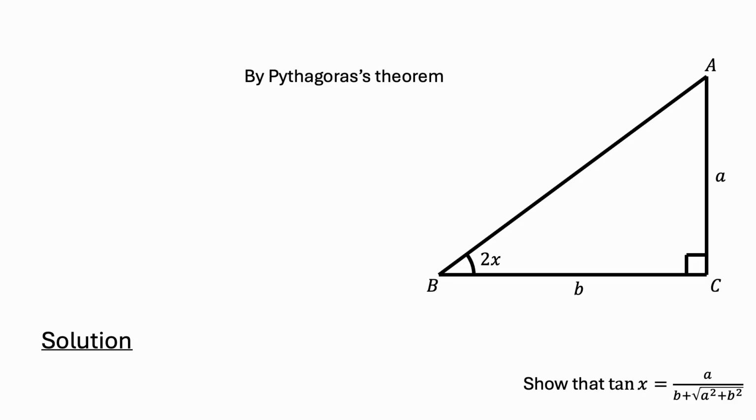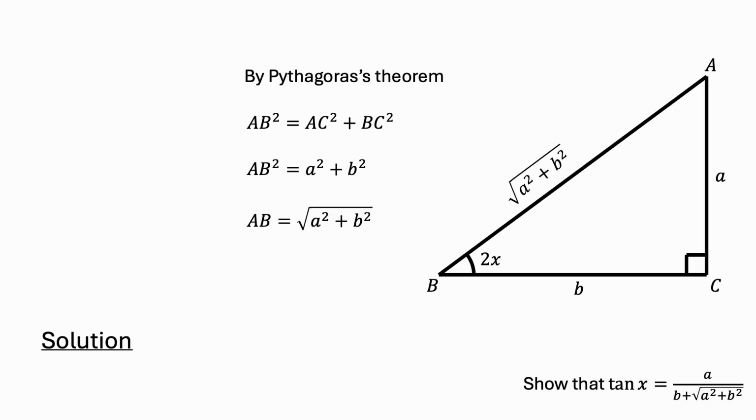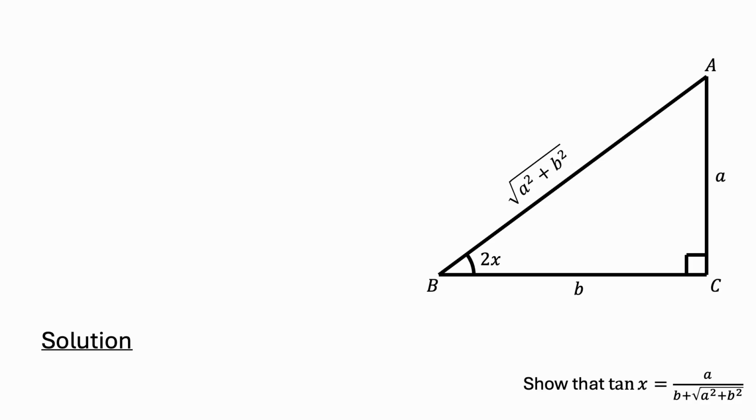By Pythagoras theorem, AB squared equals AC squared plus BC squared, or AB squared equals A squared plus B squared. Therefore, AB equals square root A squared plus B squared. Next, extend CB past B to D such that BD equals square root A squared plus B squared.